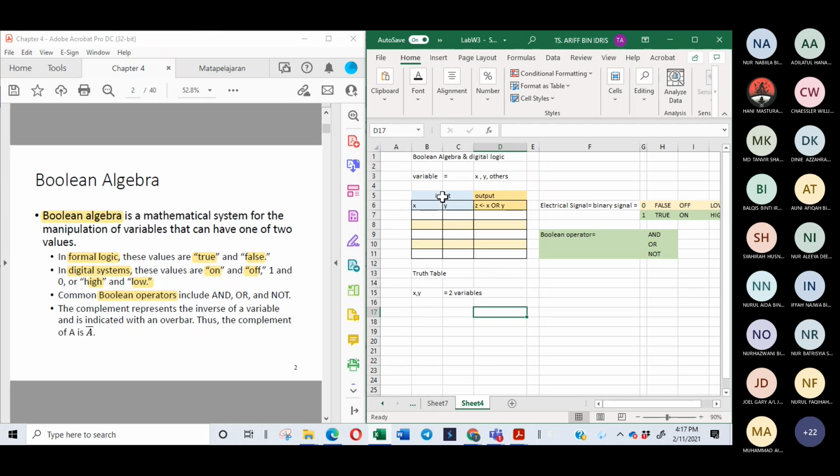So for this truth table, I have differentiated between input and output using different colors. X and Y are the input and Z is the output. Maybe I can center this one. The binary signal is our input. A binary signal should be either in the form of value 0 or value 1.